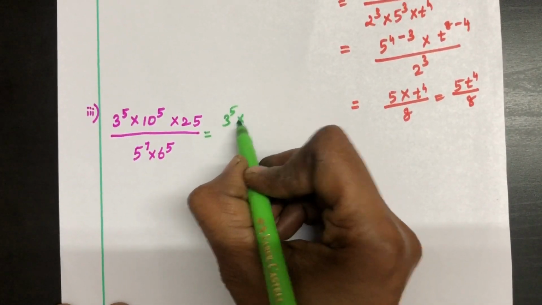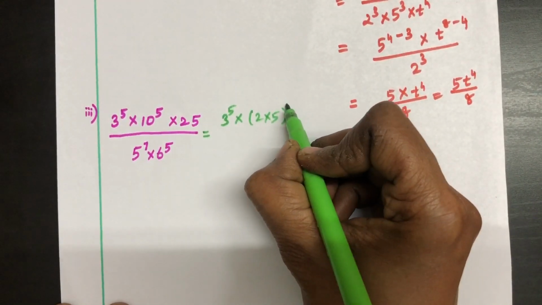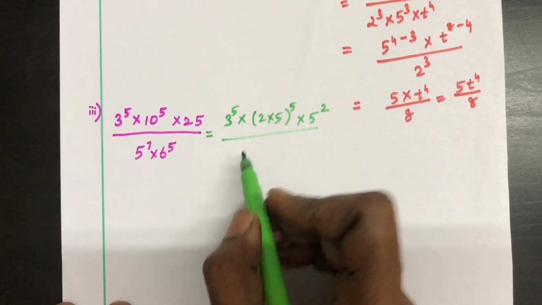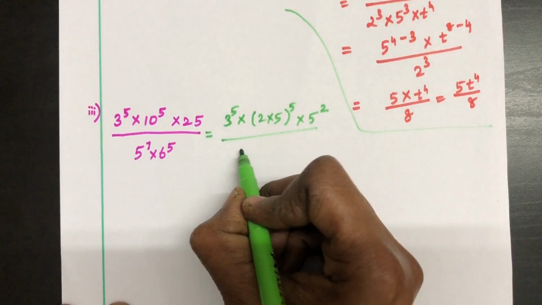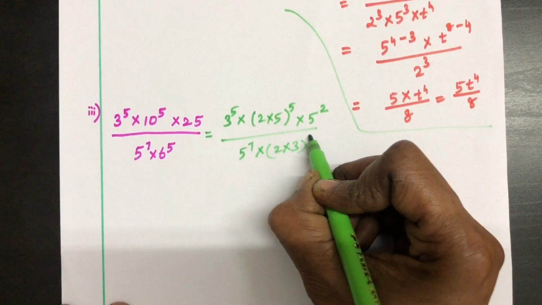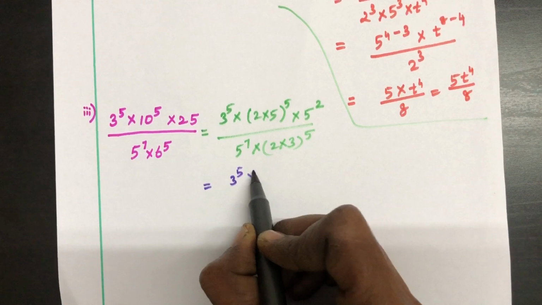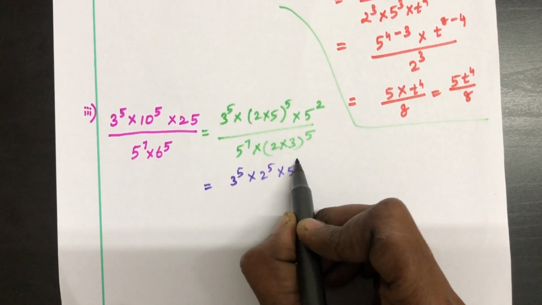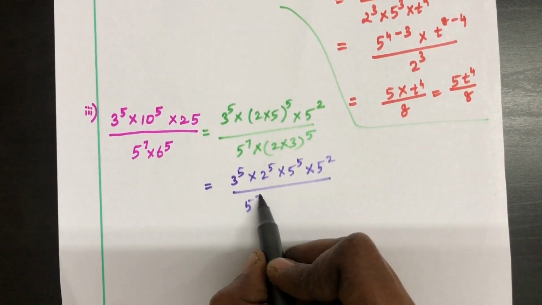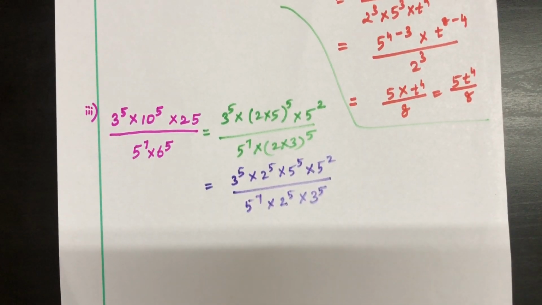Third subdivision, we are going to simplify this. 3 power 5 into 10 can be written in the form of 2 into 5, right? It is a product. Into this 25 can be written as 5 square divided by 5 power 7 into 2 into 3 is 6. So we can give like this. This equals 3 power 5 into 2 power 5 into 5 power 5 into 5 square divided by 5 power 7 into 2 power 5 into 3 power 5. We can write like this.